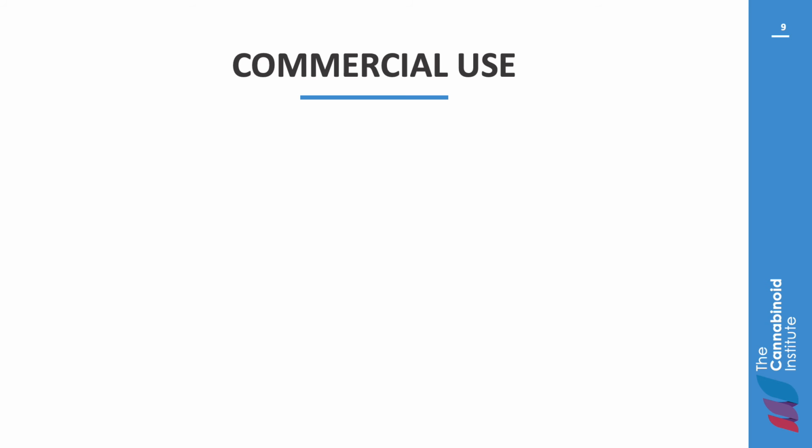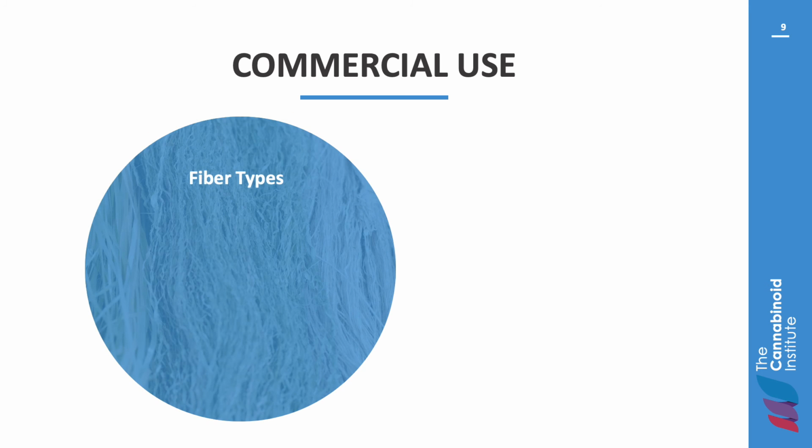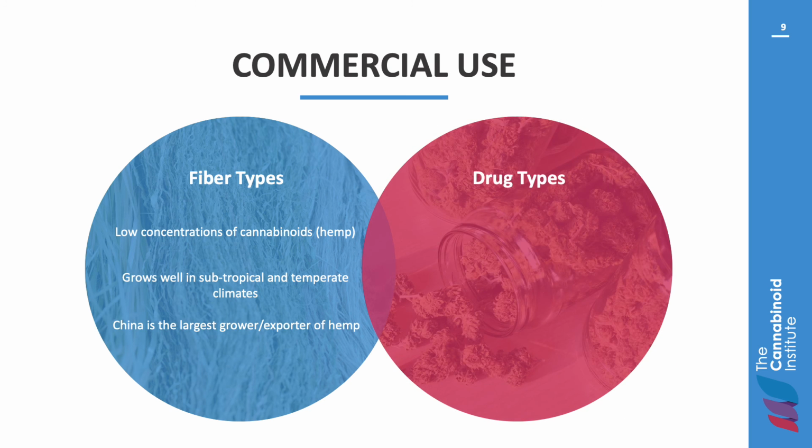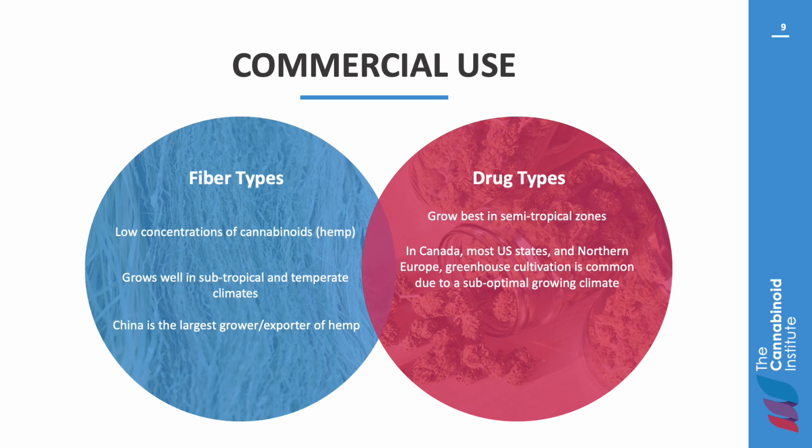Cannabis has varying commercial uses. The fiber types of cannabis plants contain low concentrations of cannabinoids and grow well in subtropical and temperate climates. China is currently the largest grower and exporter of hemp. The drug types of cannabis contain higher concentrations of cannabinoids and typically grow best in semi-tropical zones. In Canada, most United States, and Northern Europe, greenhouse cultivation is common due to a suboptimal growing climate.